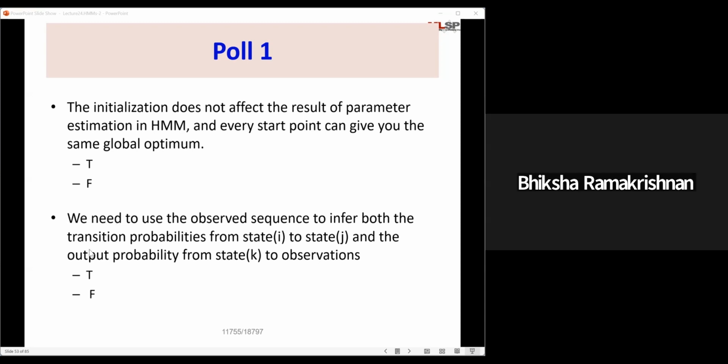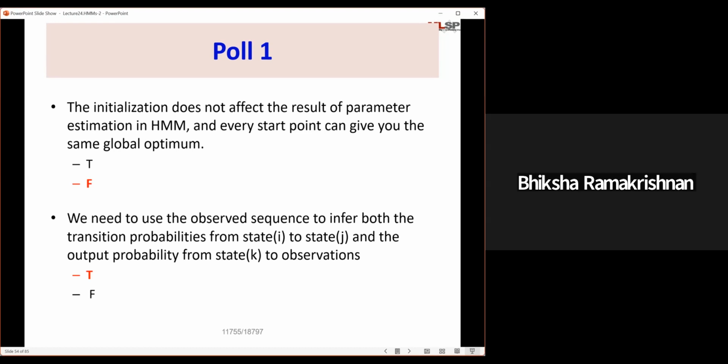We need to use the observed state sequence to infer both the transition probabilities and the state output probabilities, true or false, the second poll. This is just the estimation, right? The first one is clearly false, right? Because you're committing to a state sequence.